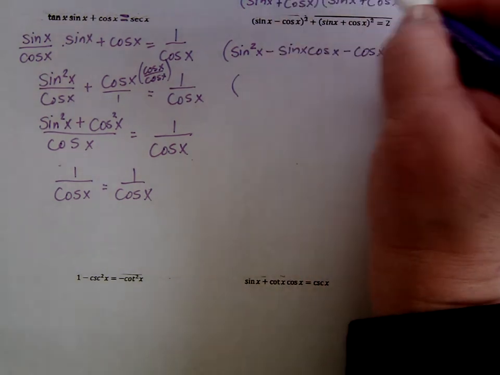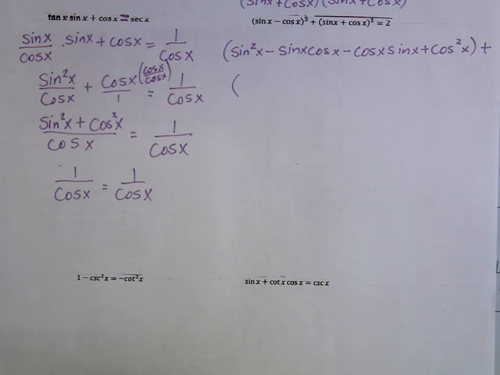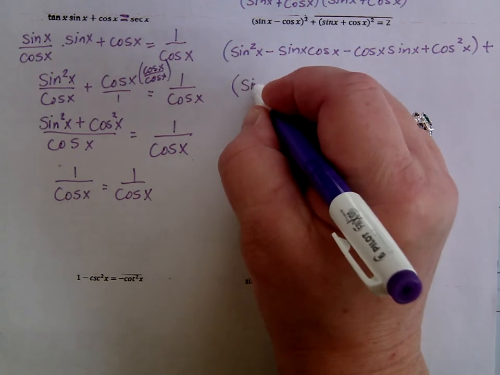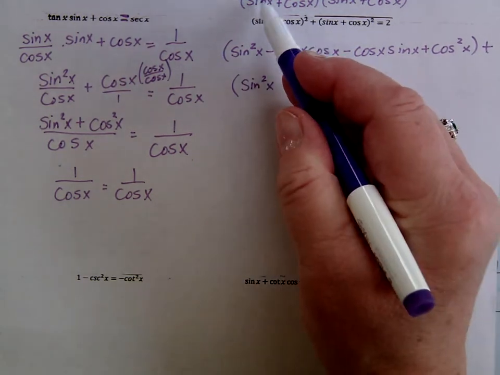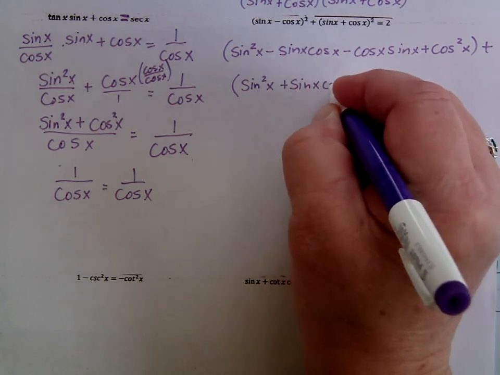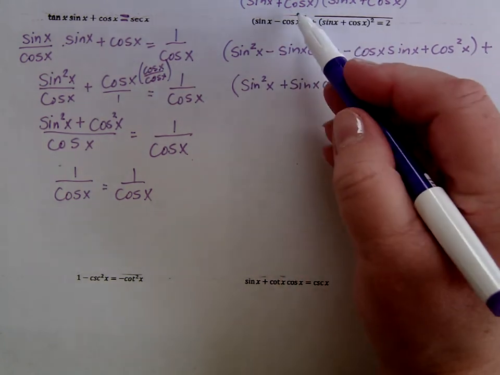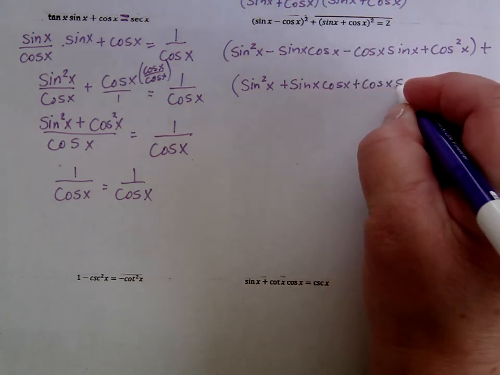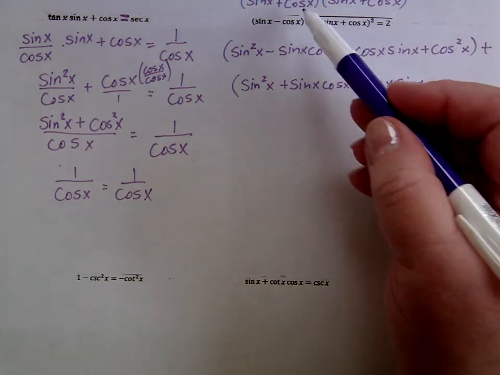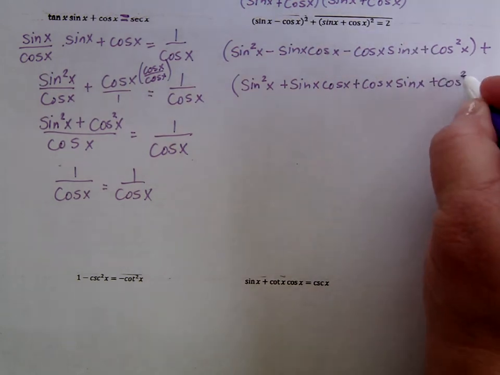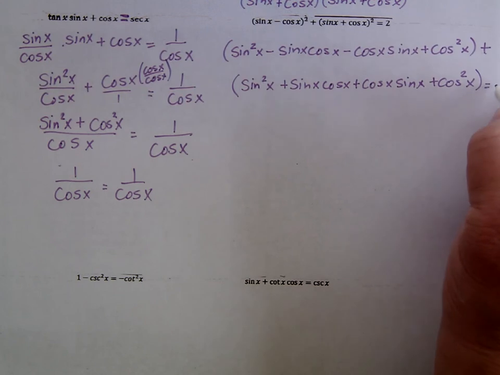What does it look like when you FOIL that? So firsts give me sine times sine, or sine squared. Outers give me sine times cosine, plus sine x cosine of x. Inners give me cosine of x sine of x, plus cosine of x sine of x. And lasts give me plus cosine times plus cosine is plus cosine squared x. And all of that is supposed to equal 2.